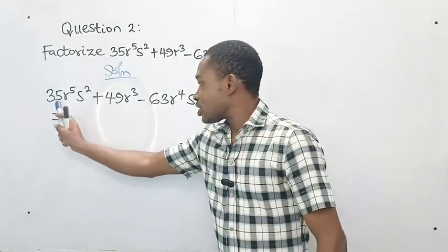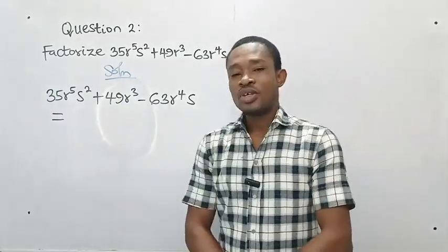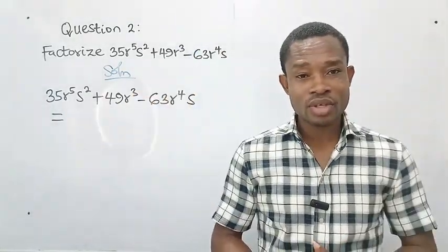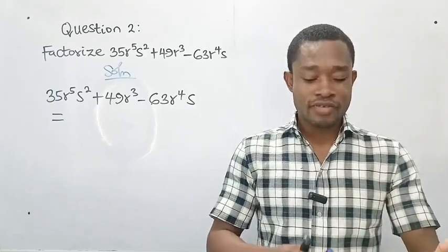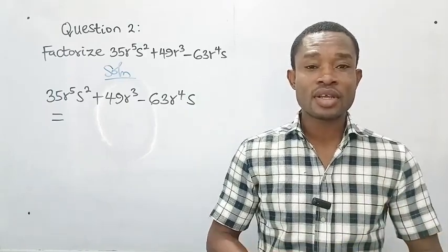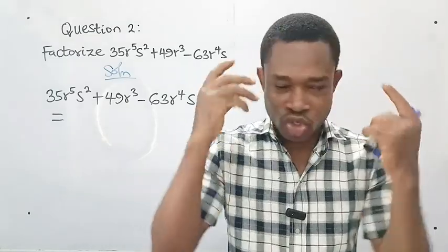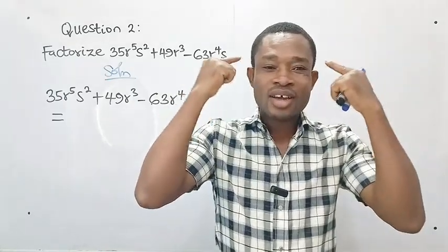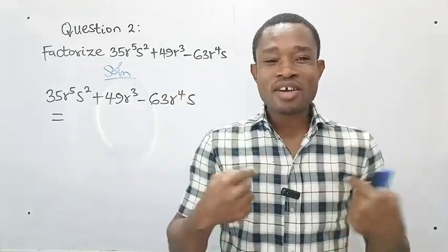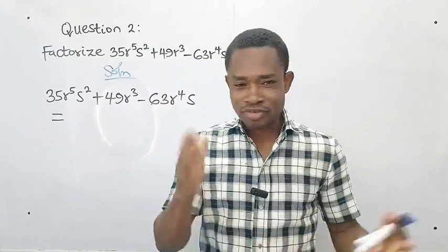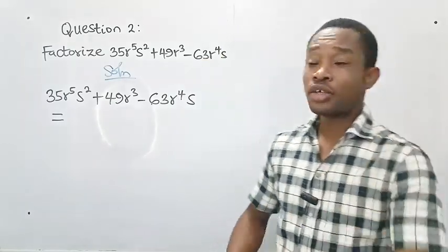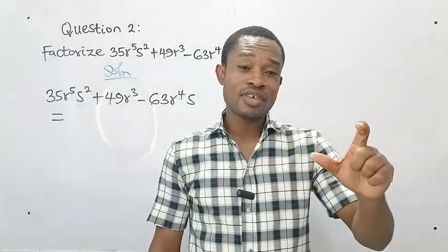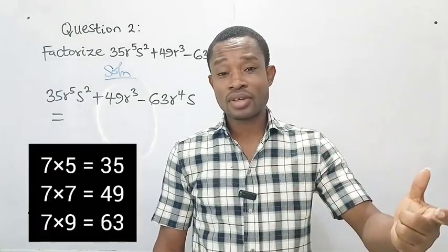Now, if you look at these numbers, 35, 49, 63, you have to find the highest common factor. So quickly, I'm thinking of multiplication. Which number is the highest number that can divide 35, 49, and 63? Without wasting time, because I know my multiplication table at heart, at least the 2 to 9 times table, I can tell you clearly that 7 is the highest number that can divide 35, 49, and 63.